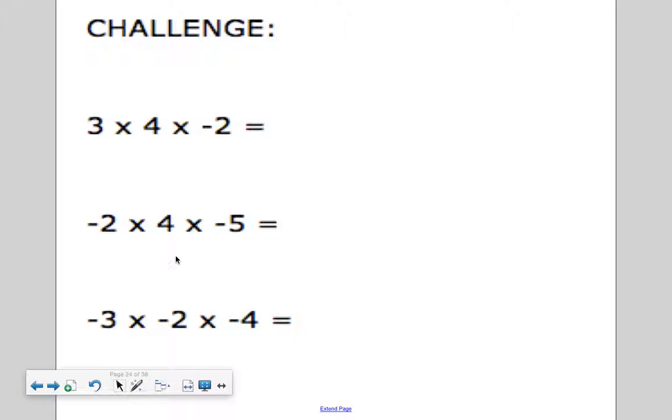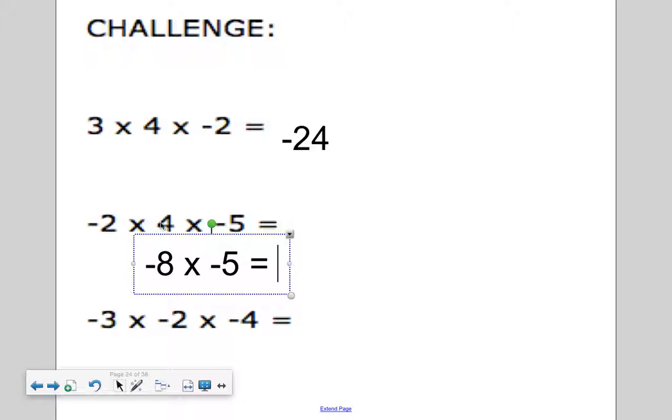And now let's do the challenge. In these, we're multiplying 3 numbers, 3 integers. What's 3 times 4? 12. 12 times negative 2. What's 12 groups of negative 2? Negative 24. Next, negative 2 times 4 times negative 5. Well, first of all, what's the opposite of 2 times 4? 8, which is negative 8. So the opposite of 2 times 4 is negative 8, times negative 5.